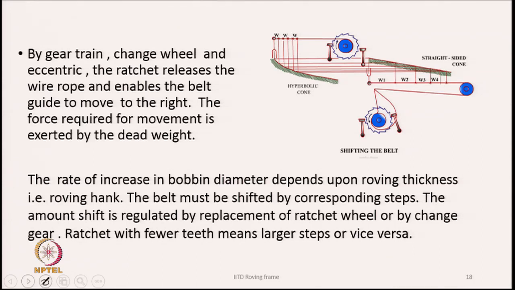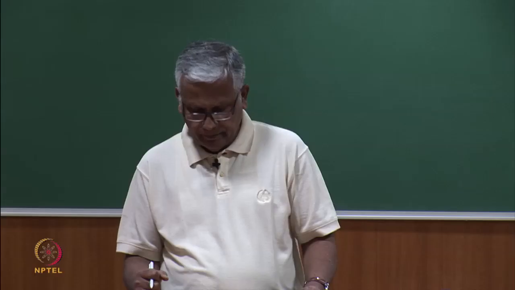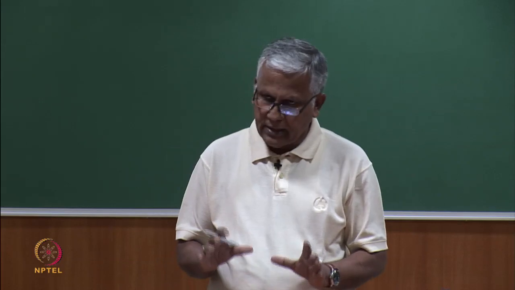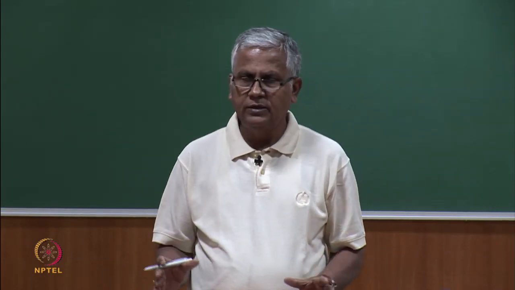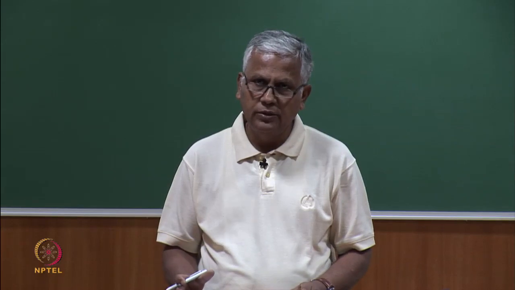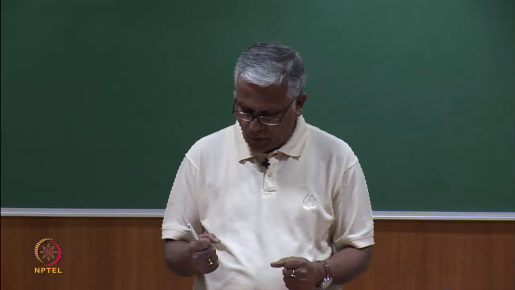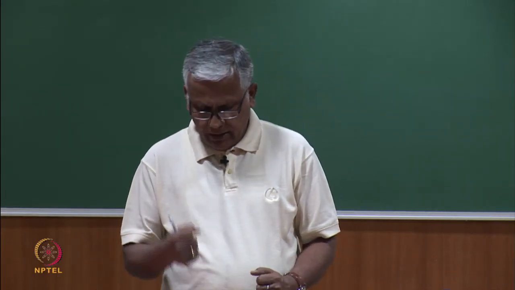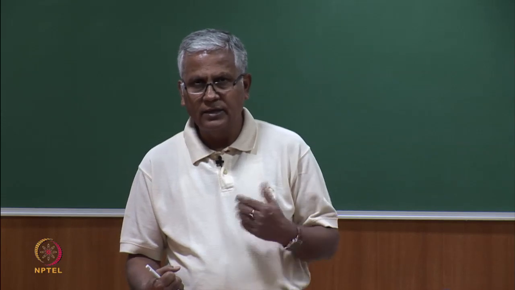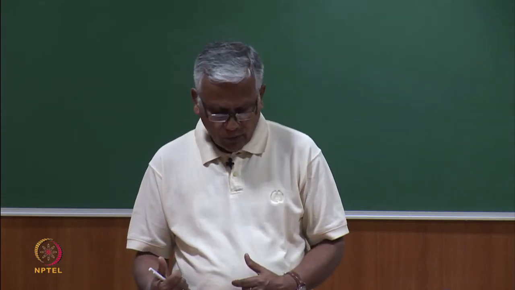That dead weight is always trying to pull, the constant pull is there, but there is a ratchet and pawl mechanism. The pawl does not allow the ratchet to turn, even though there is always a pull on it. Unless the ratchet turns, the belt guide will not be able to move, even though the pull is there, because the pawl connected to the ratchet is not allowing the ratchet to turn.